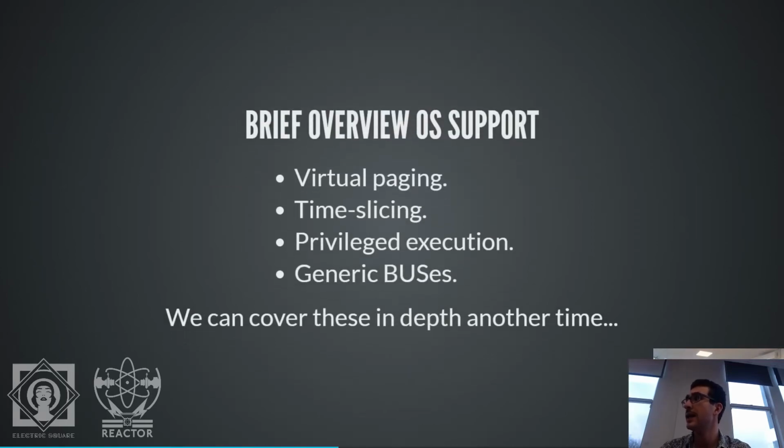So we'll quickly overview OS support. So basically, CPUs now have to be able to support things like virtual paging, so making sure that programs can't access each other's memory and that their access to memory is virtualized. They have to implement time slicing to divvy up time between different programs. You need this concept of privileged execution. So, the operating system is allowed to do whatever it wants. Programs running in user space have much more limited access to the hardware, which is important for security.